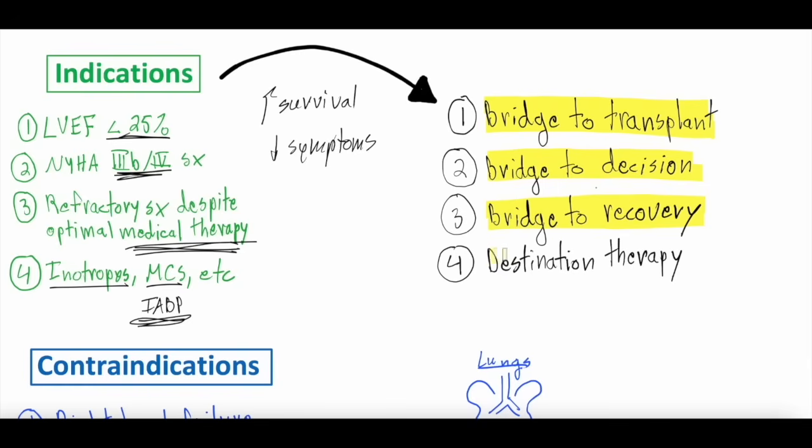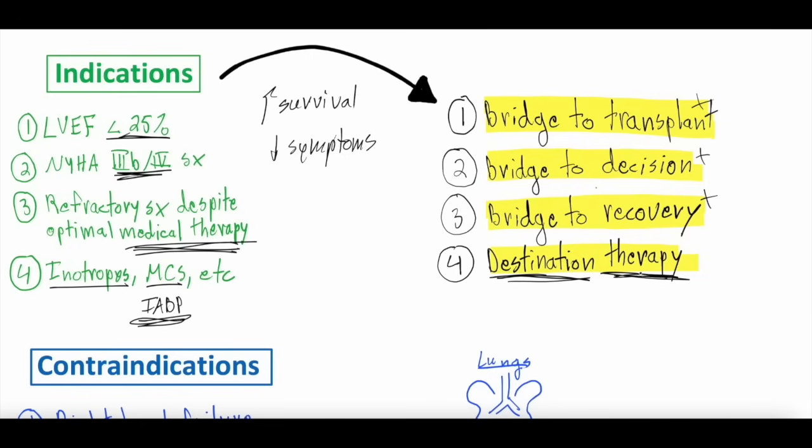And now we actually do it as destination therapy too, which means for patients who don't qualify for transplant, they're not going to recover, and it's already been decided, right? So it's not a bridge to transplant, it's not a bridge to decision, it's not a bridge to recovery, but they have end-stage heart failure. We've now seen that some people can live, quote-unquote, better lives with LVADs, less symptoms, longer lifespan. So it can actually be a destination therapy, right?